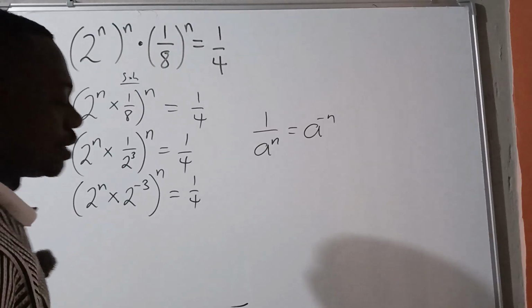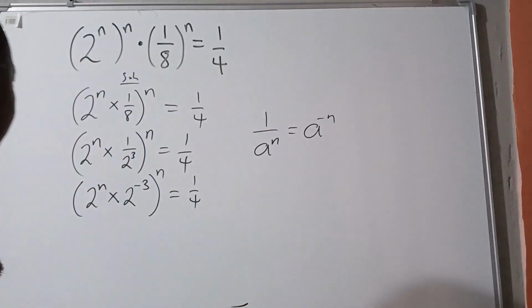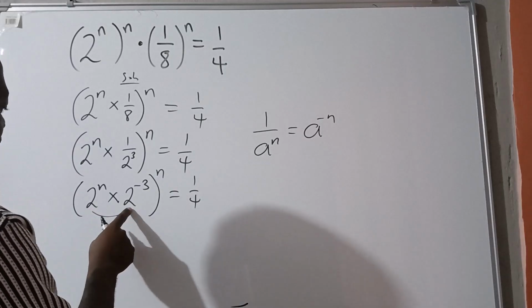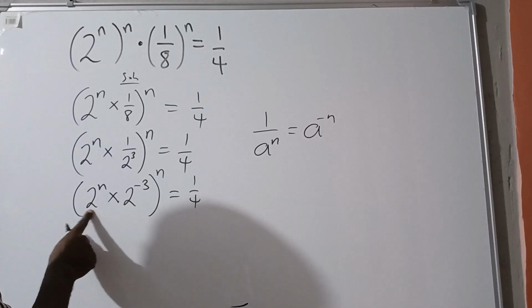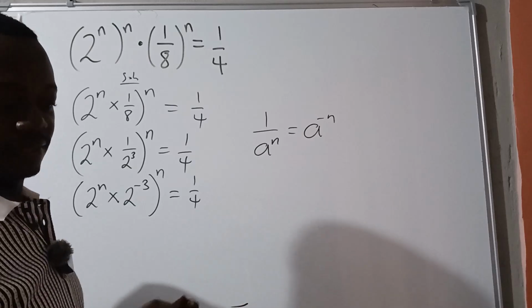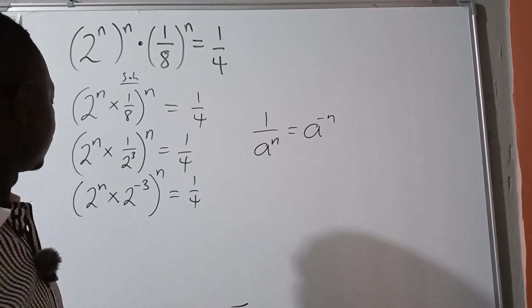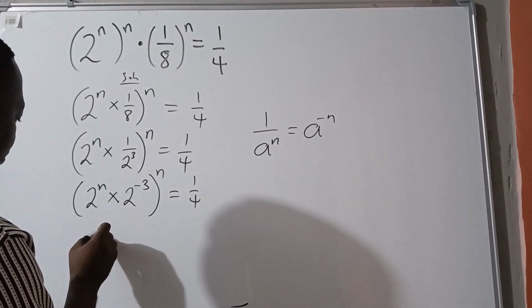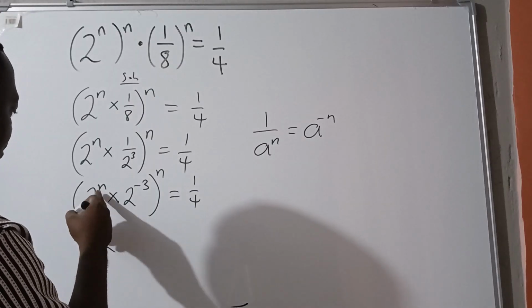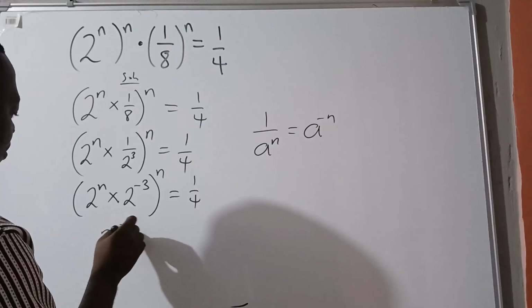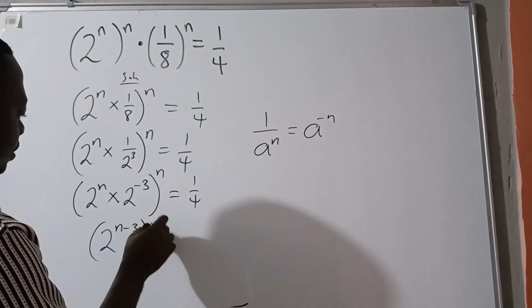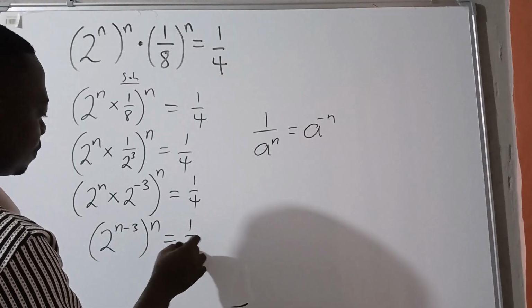Now from here, we can apply laws of indices. When the bases are the same and we are multiplying, we add the powers. So I'll pick one of the bases, that is 2, and add n plus minus 3, that will be n minus 3. Don't forget this power n is still there, equals 1 over 4.